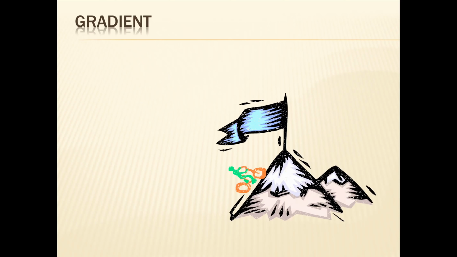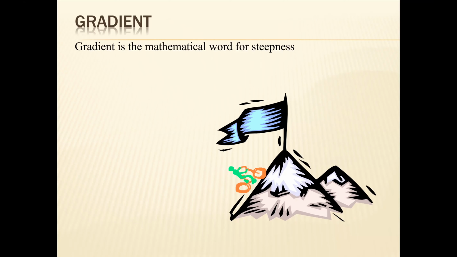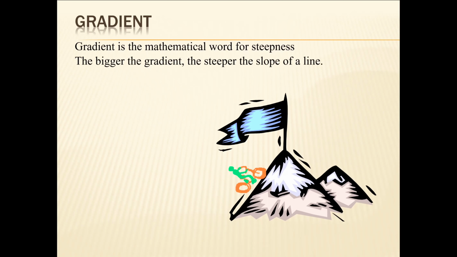Now the important point of this chapter, gradient. You are familiar with this word, gradient or slope. In mathematics, it is the word used for steepness. Whenever you climb a mountain or a hilly region, you say that this mountain is very steep or less steep. So gradient is the mathematical word used for steepness. The bigger the gradient, the steeper the slope of the line.